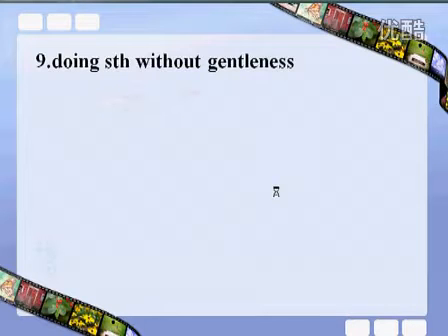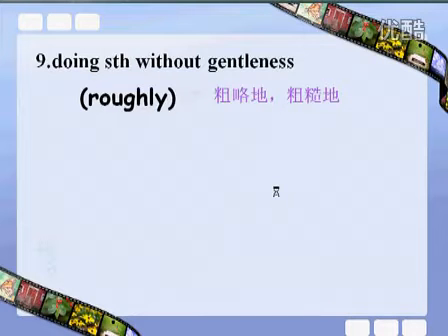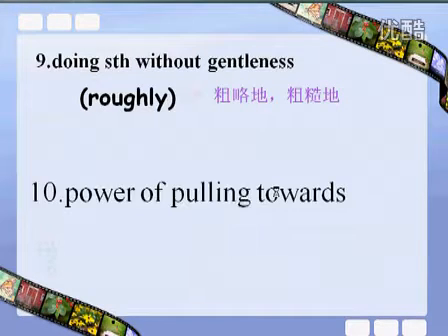Doing something without gentleness. We guess this word, roughly. Okay. And that's the power of pulling towards. Maybe attraction. Okay, this word, attraction.